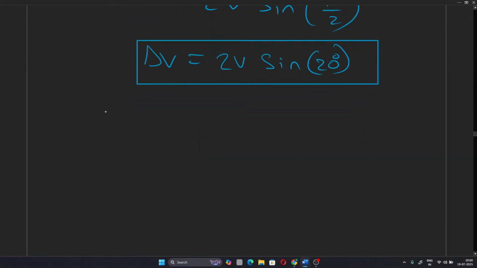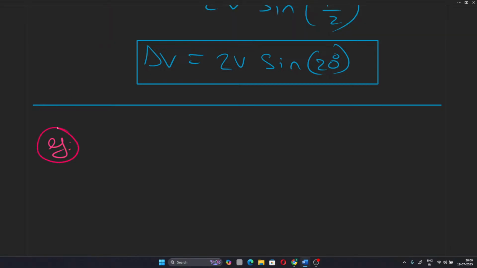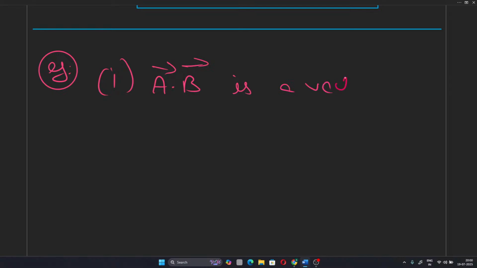Now there is a statement type question, or a "which of the following statements are correct" kind of question. They gave statements. Statement 1: a vector times scalar product is a vector quantity. This is obviously wrong, because this is a scalar product and will give a scalar as the physical quantity.